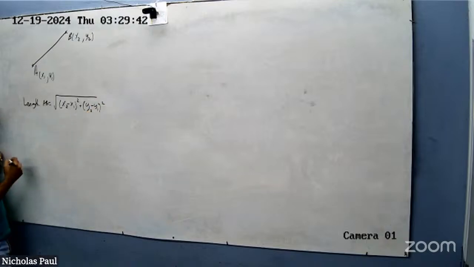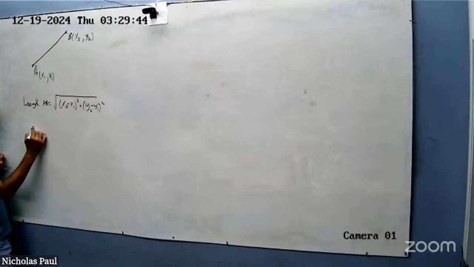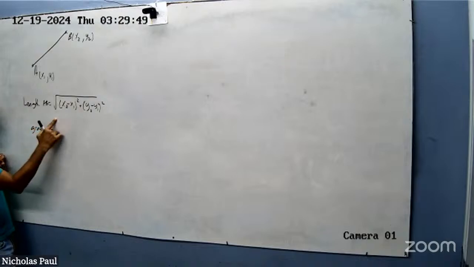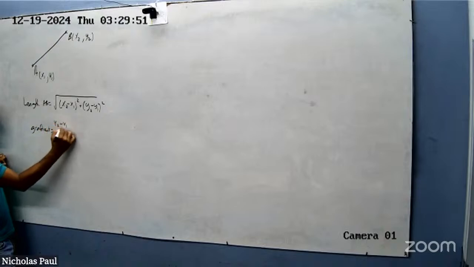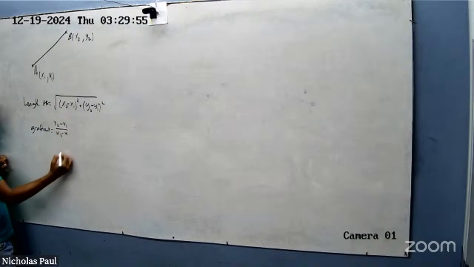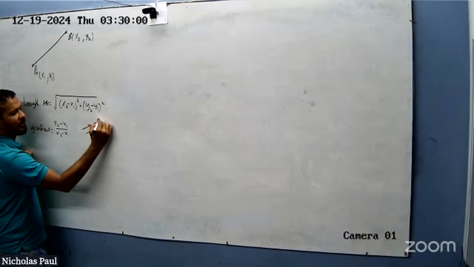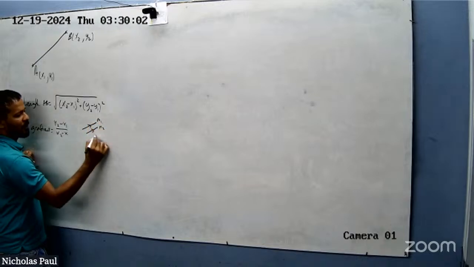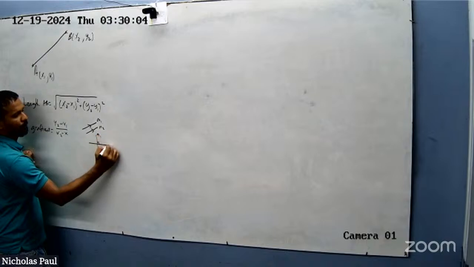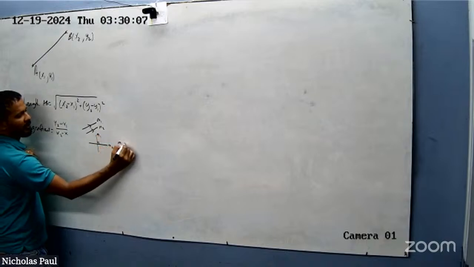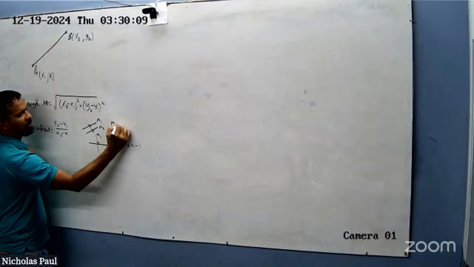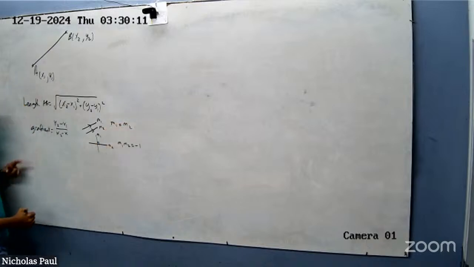You can also find the gradient: (y2 minus y1) over (x2 minus x1). Remember, if you have parallel lines, the gradients are equal. If you have perpendicular lines, the product of the gradients is -1. So the gradient equal here is the parallel. There are some small things to remember.